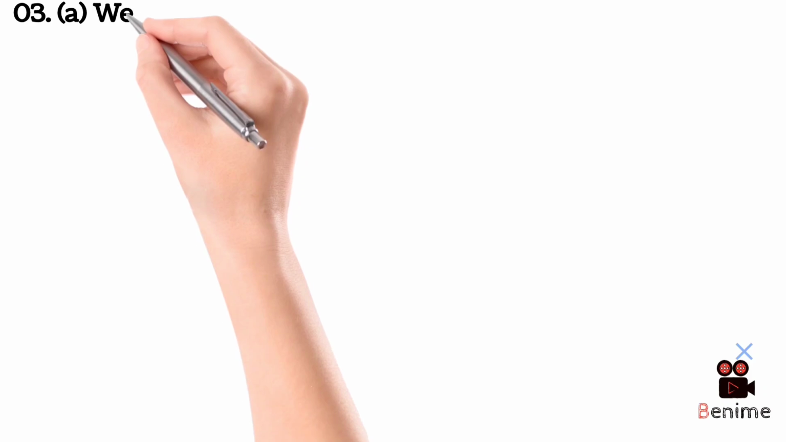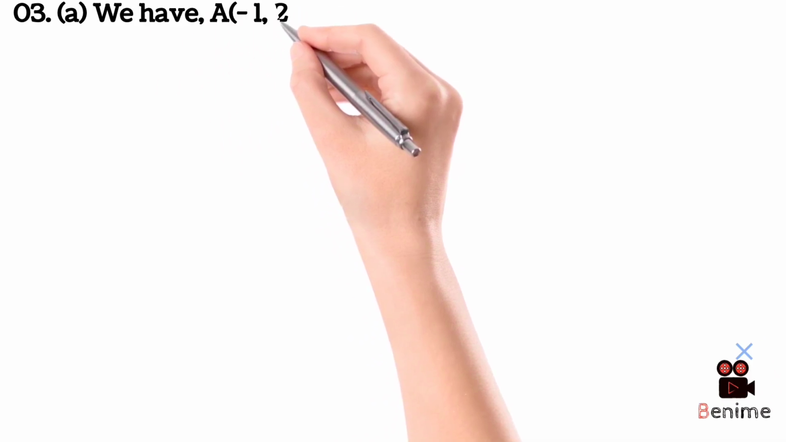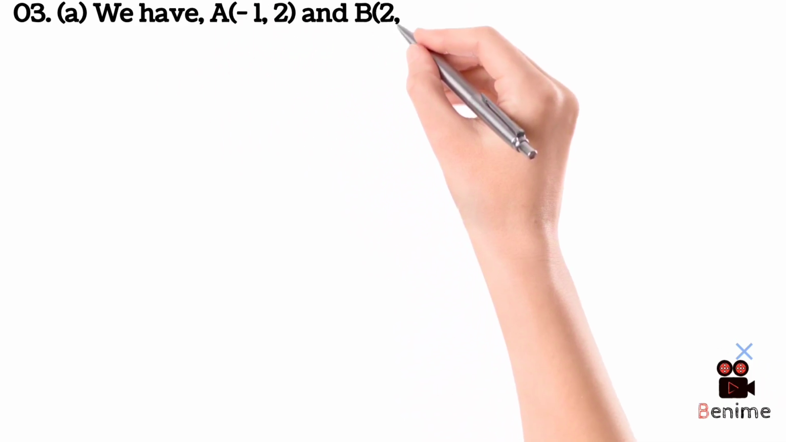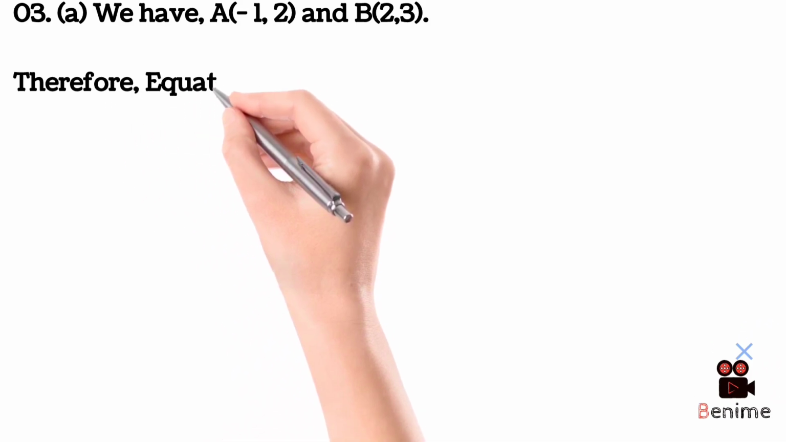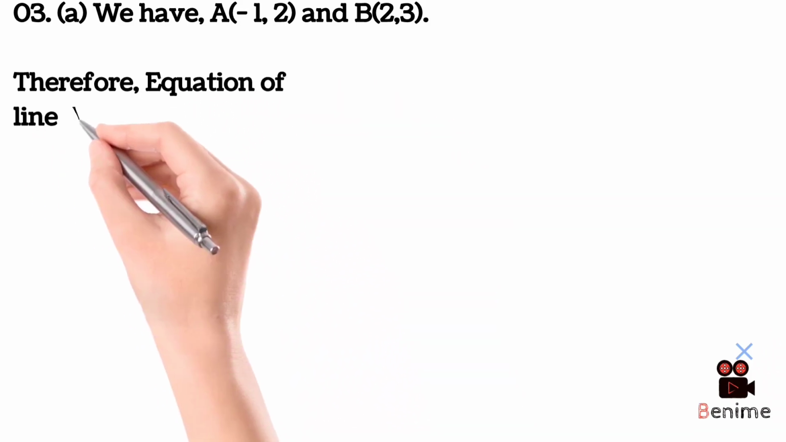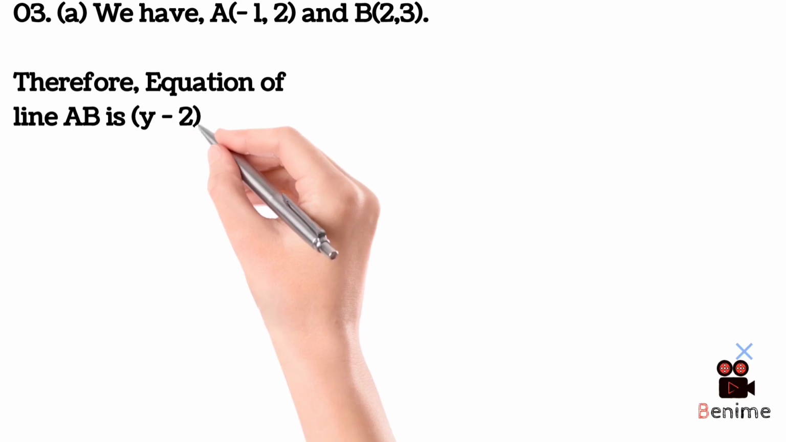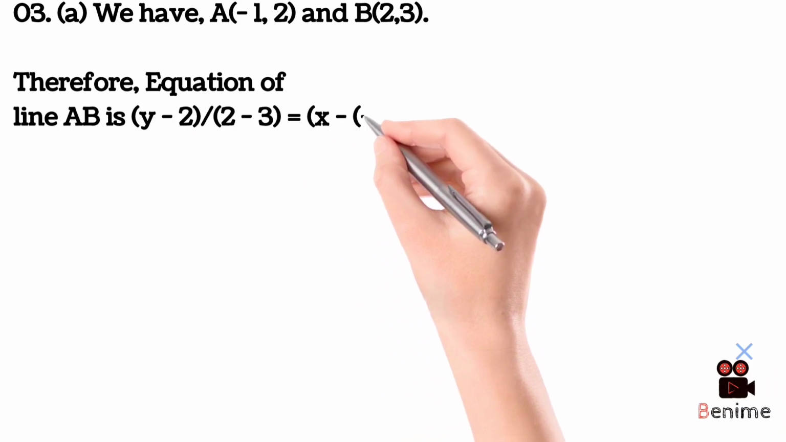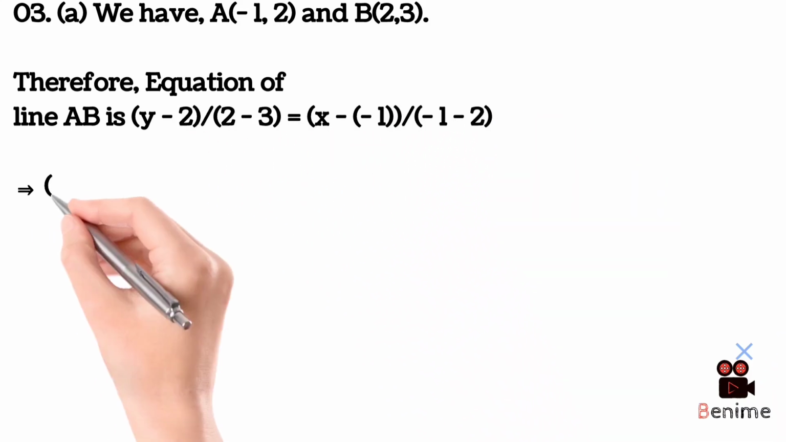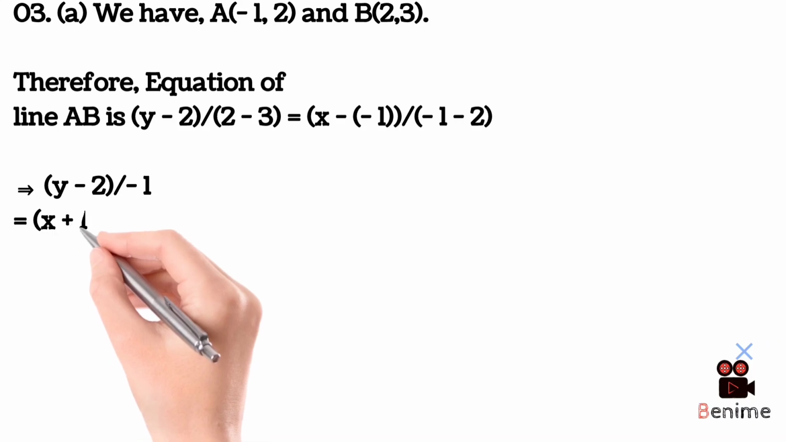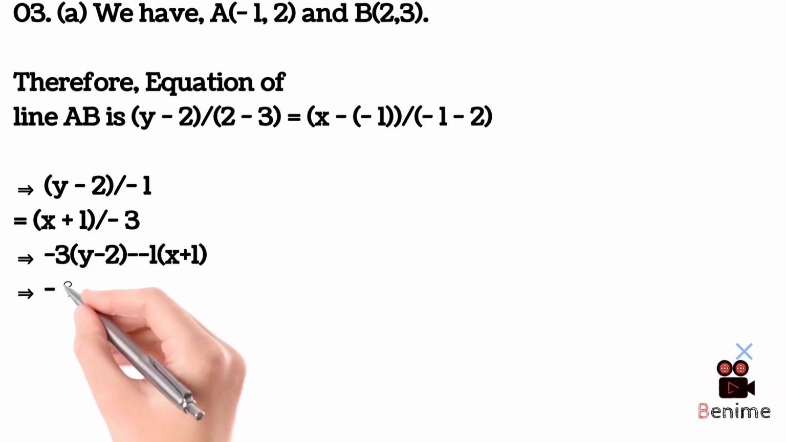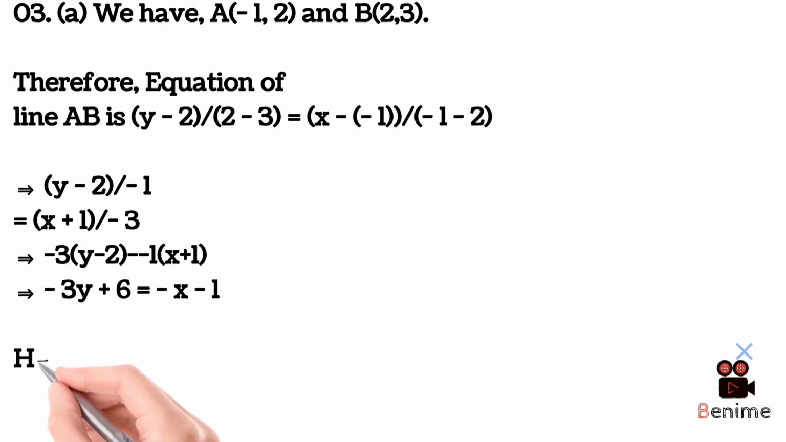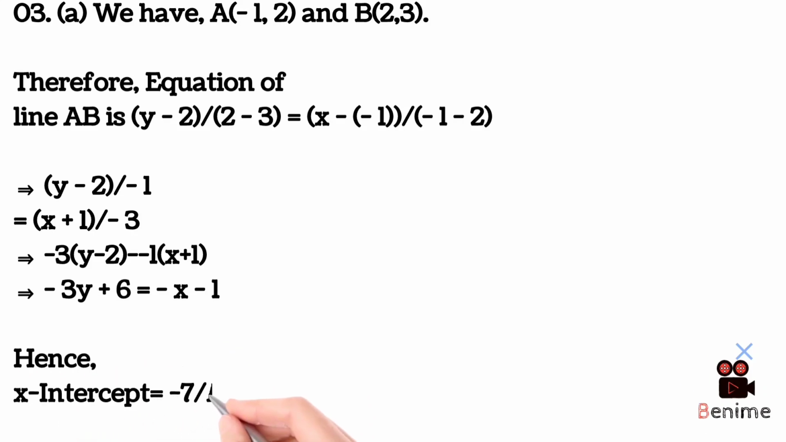Q3. A. We have A(1, 2) and B(2, 3). Therefore, the equation of line AB is y minus 2 equals ((3 minus 2)/(2 minus 1))(x minus 1). This implies y minus 2 equals x minus 1, so the line is x minus y plus 1 equals 0. Hence, the x-intercept equals -1 over 1, which is -1.